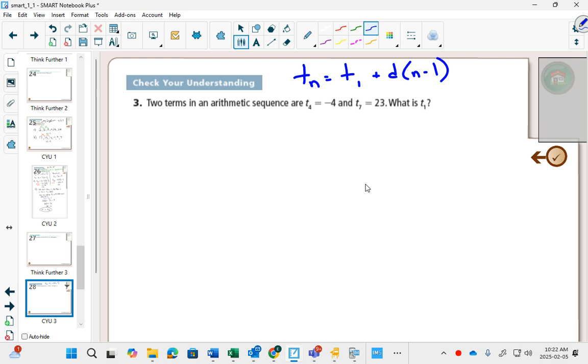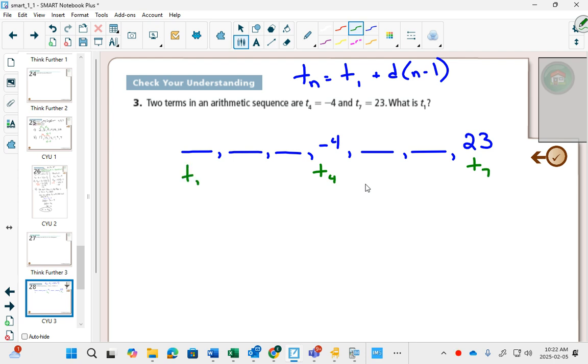So what happens when we're in a place where we're stuck? We say, well, what do I know? I know term 4, so I don't know term 1, I don't know term 2, I don't know term 3, I know term 4 is minus 4. Then I don't know term 5, I don't know term 6, but I know term 7 is 23. So this one was term 4. This one is term 7. This question is saying, can you find out what's supposed to go into that space into term 1?